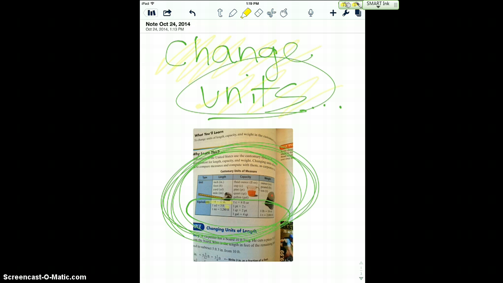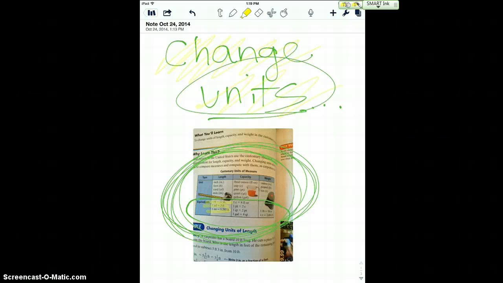Probably. Or there are 3 feet in a yard? 50% of the people probably know that. Or that there's 5,280 feet in 1 mile. So those are some units of measure, and they're equivalent pieces of one another. So let's try some of these problems together.